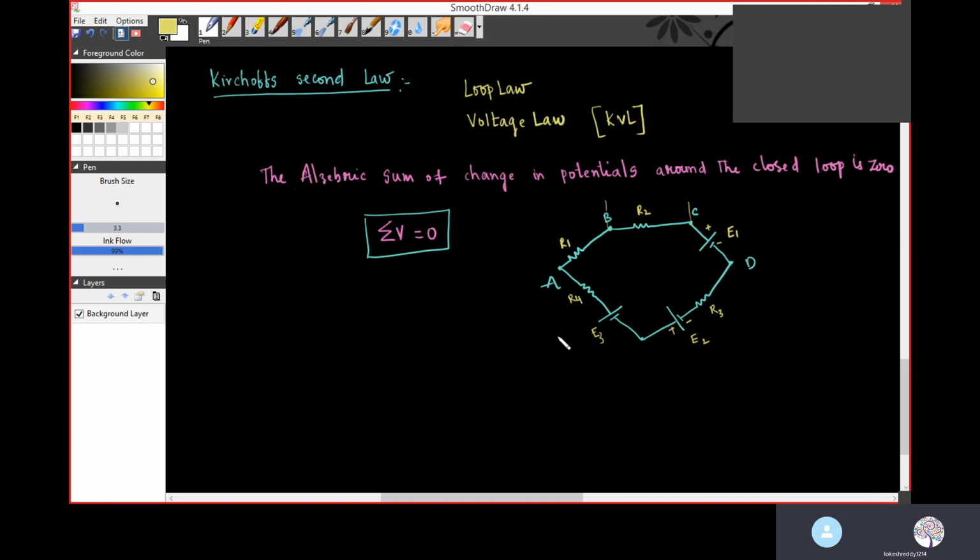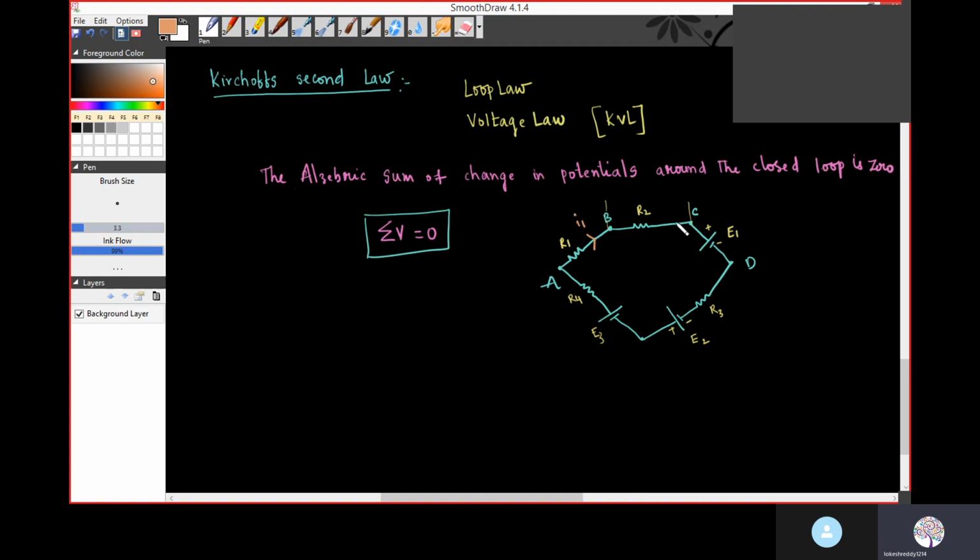Then we can write the drop of the current. We will consider current moving in one direction. Let us take this current as I1, through R1. I will assume that current is in this direction, and then I will write the equations. So let us take this current as I1.